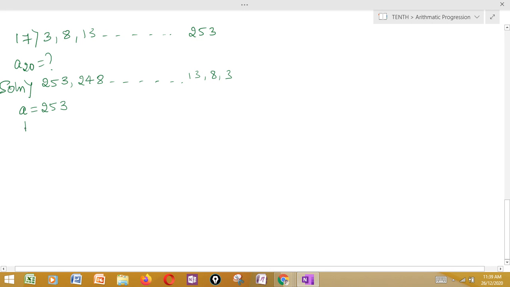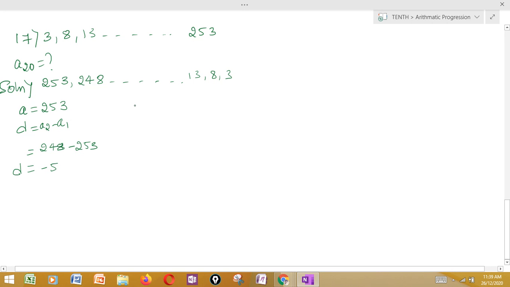Then what will be D? D is A2 minus A1. What is A2? 248. A1 is 253. 248 minus 253, so how much do you get? Minus 5. So D is minus 5.